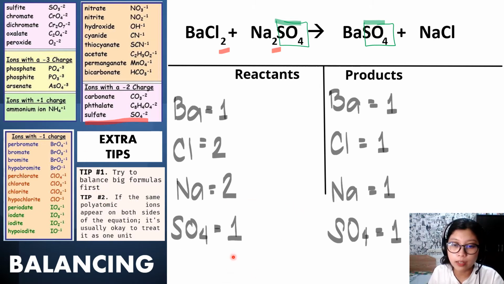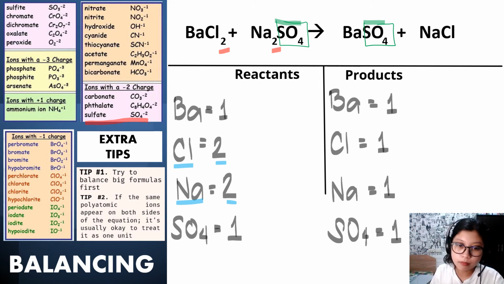Look for the elements that have the highest number of atoms. So which element has the highest number of atoms? We have Cl and we have Na because they have the subscript of 2. And 2 is the highest in this equation.